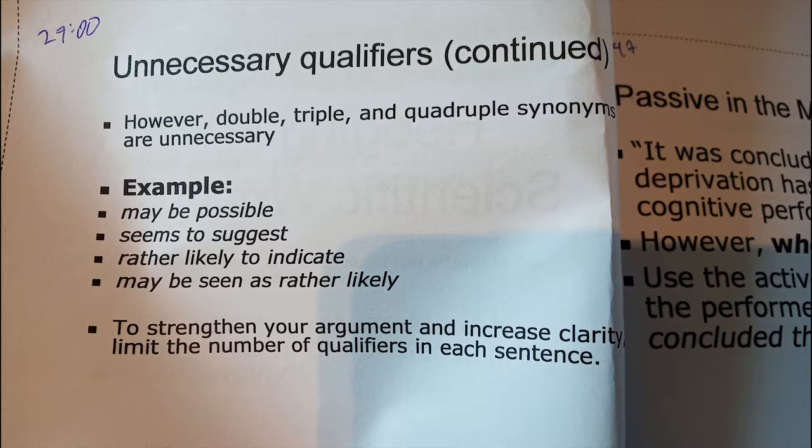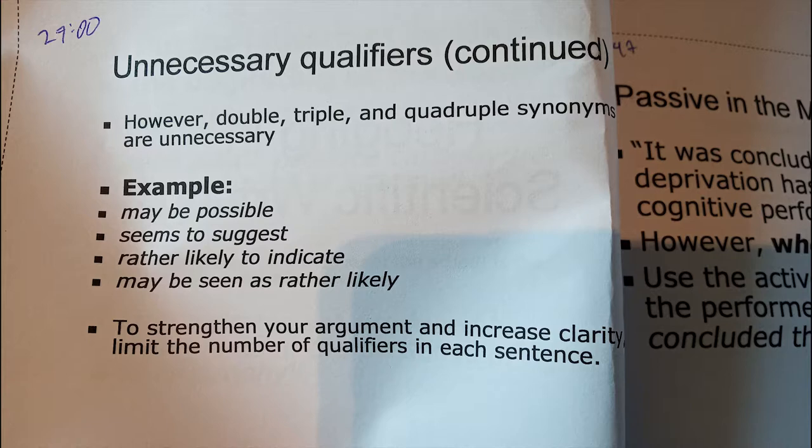Rather, likely, to indicate. Say rather or likely or indicate, but don't say all of them together. Or maybe, seen as, rather, likely. Okay, say maybe or seen as or rather or likely. But when you stack them together, it just becomes too tentative and your reviewer thinks that you're wasting his time, okay? So one is enough. Let me show you some examples of this.